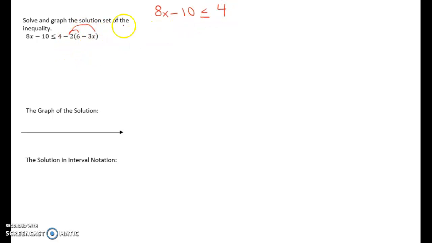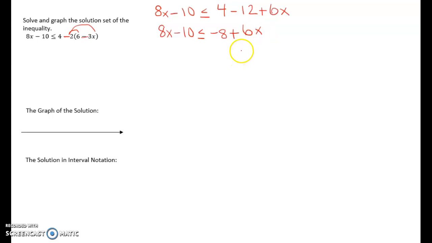And then we have -2 times 6 will be -12. -2 times -3 is a positive 6x. So remember that when we have a negative times another negative, that's going to give us a positive. That was a really common mistake I saw. Okay, now we want to simplify again on that right side, so we'll still leave it as 8x minus 10 on the left, but 4 minus 12 will give us a -8 plus 6x.